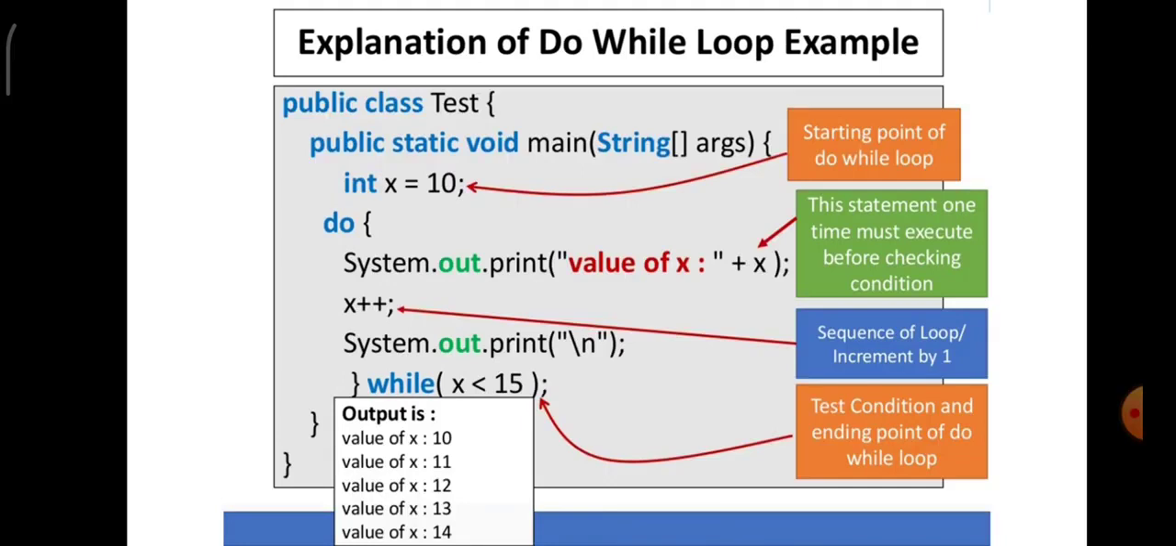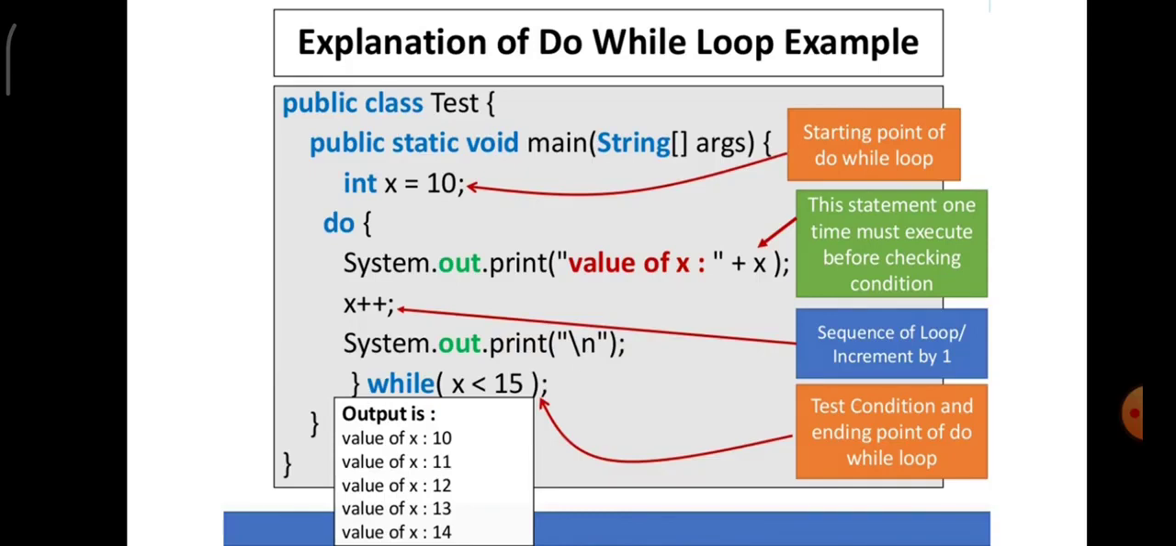Look at the starting point value. Look at the statement, at least one time it is executed before checking. Look at the sequence. Sequence is incremented by 1. The test condition and ending point of the do while loop is given very clearly to you. Let me explain. x is equal to 10. It comes inside the loop. It is not checking the value because the condition is below.